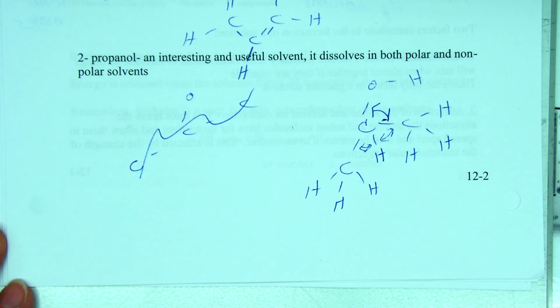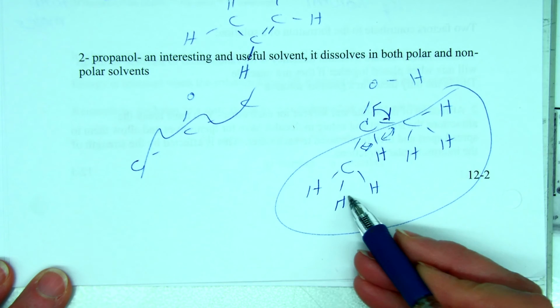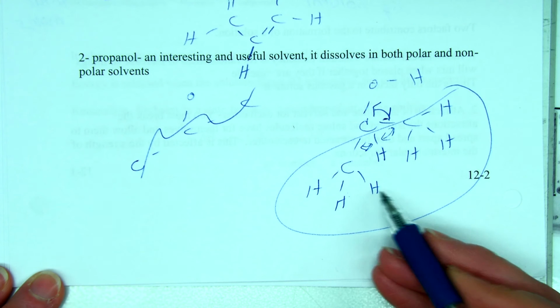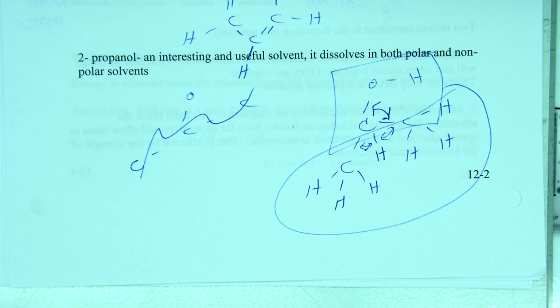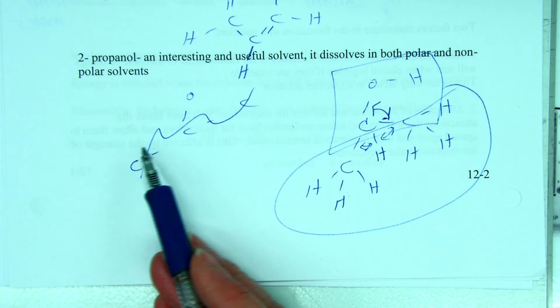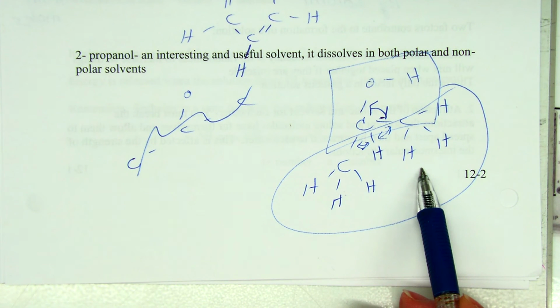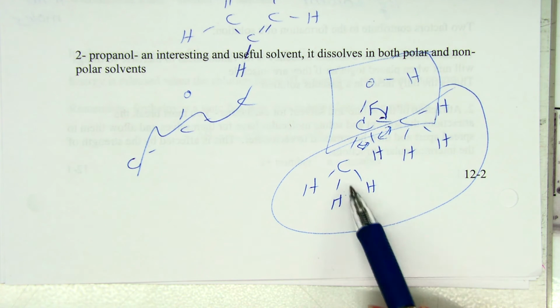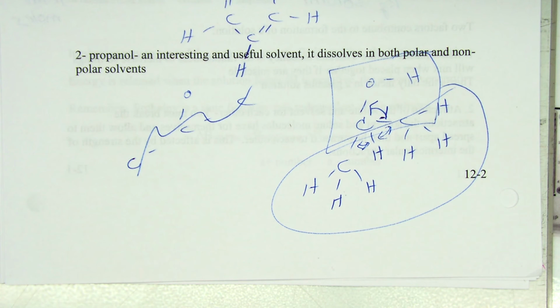So what that means, the way this is angled around, you have this big clump of hydrocarbon down here, and up here you have the polar hydroxyl group. So isopropanol can go both ways. It can dissolve easily in nonpolar solvents because of the nonpolar area down here, and it can dissolve in polar solvents. So it's really a useful solvent in the laboratory. And in the house, it's really great.